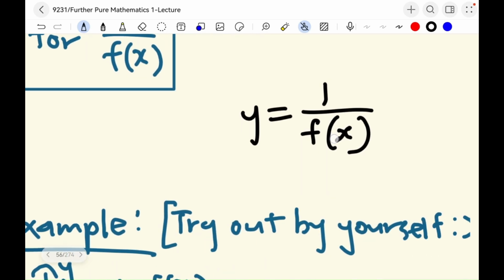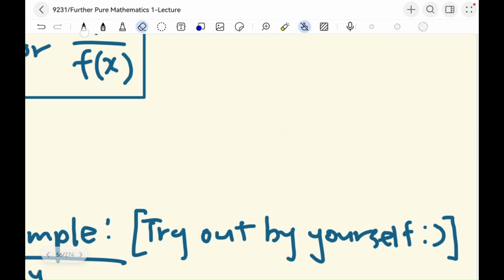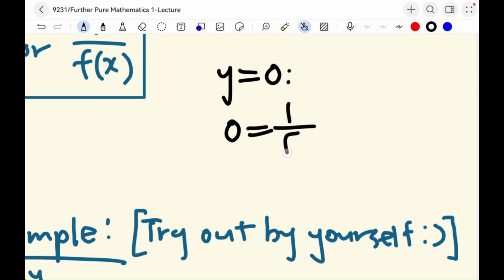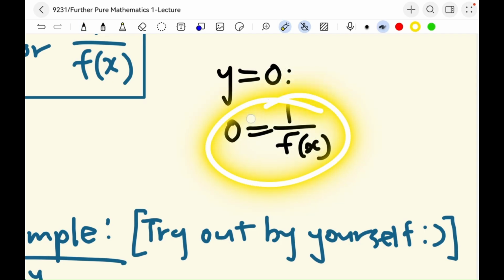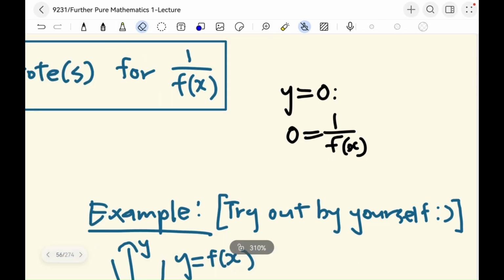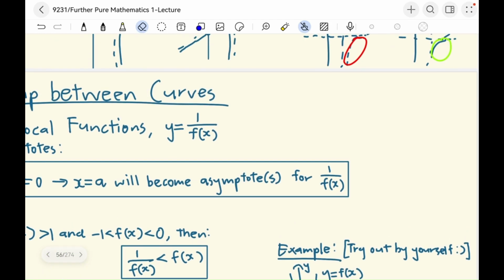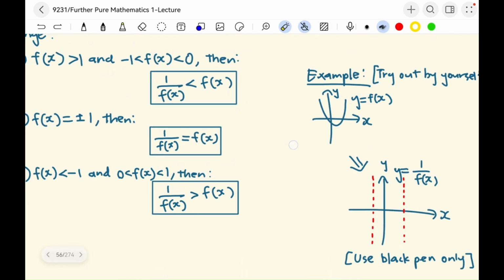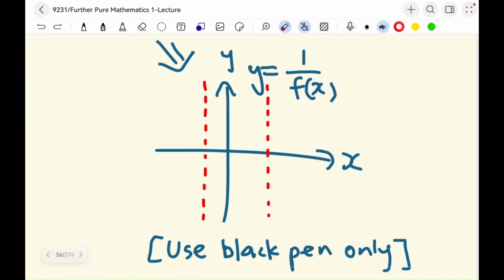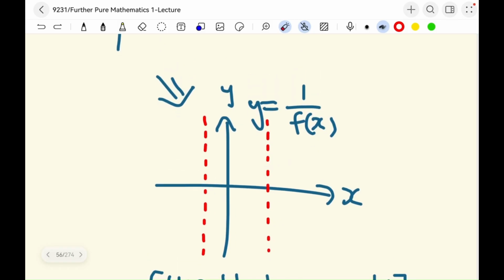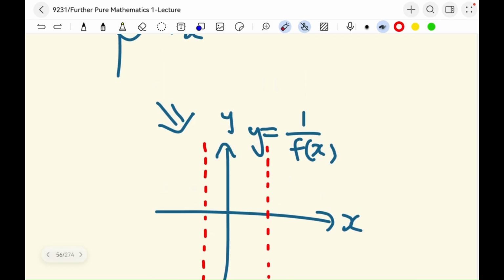So try. We know that if we solve y equals 0, 1 over f(x), what you can see over here is obviously undefined. Generally y cannot be equal to 0. So y equals 0 will be the HA for the reciprocal of this parabola curve. So this will be the HA.